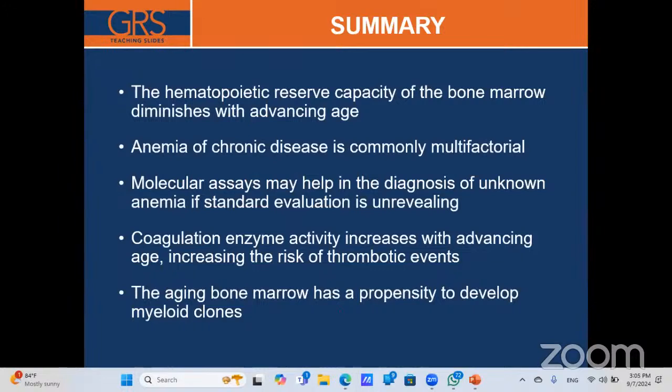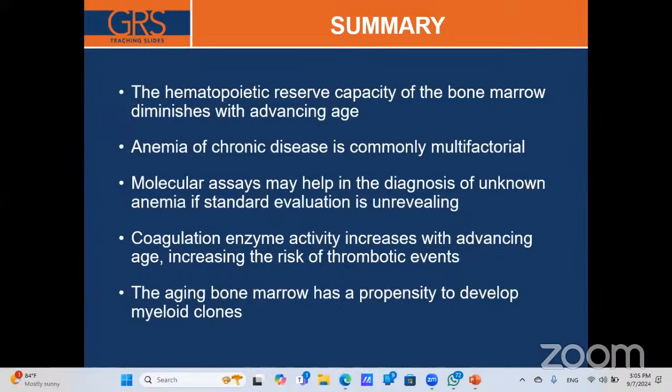And finally, to sum up our presentation for today, the hematopoietic reserve capacity of the bone marrow diminishes with advancing age. Anemia of chronic disease is commonly multifactorial. Molecular assay may help in the diagnosis of unknown anemia if standard evaluation is unrevealing. Coagulation enzyme activities increase with advancing age, increasing the risk of thrombotic events, and the aging bone marrow has a propensity to develop myeloid clones.